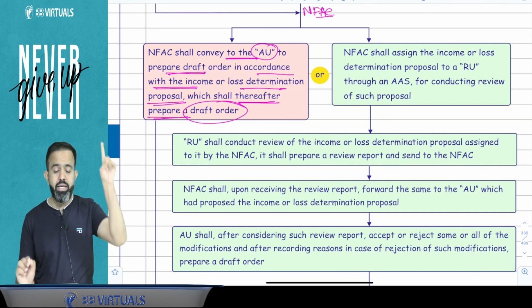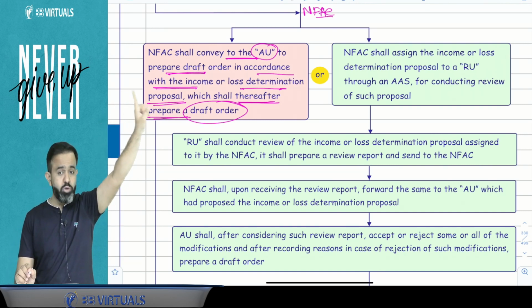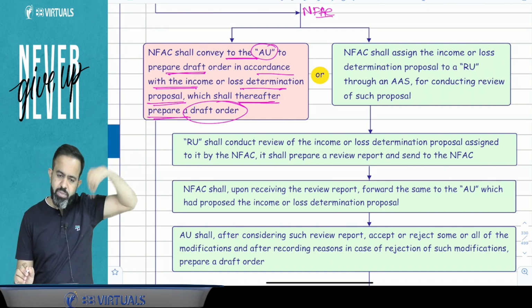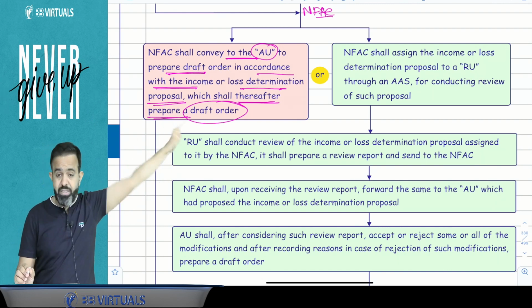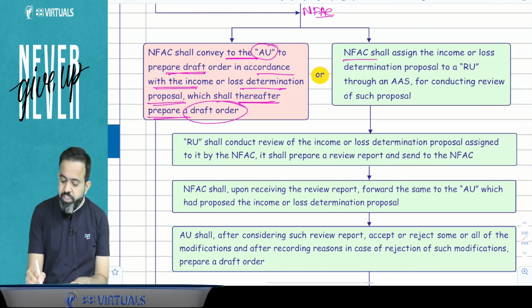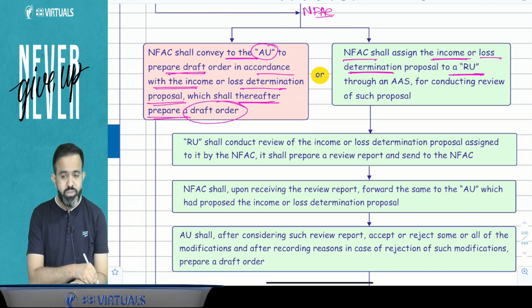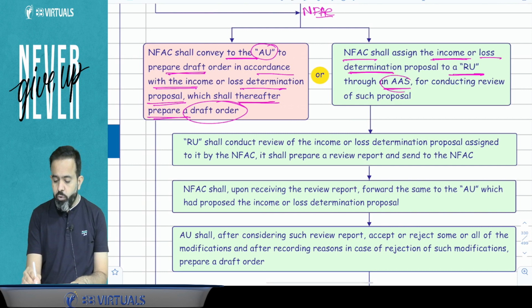So here the assessment unit is going to make the draft order now. But suppose they wish to send that proposal to the review unit, then the second part is related to that. NFAC shall assign the income or loss determination proposal to the review unit through the automated allocation system for conducting the review of such proposal.